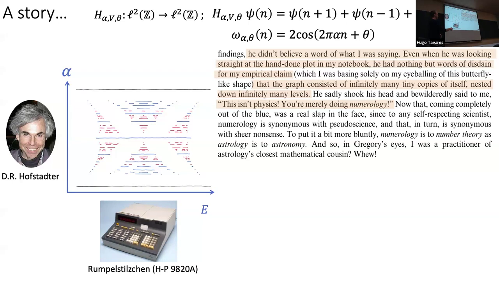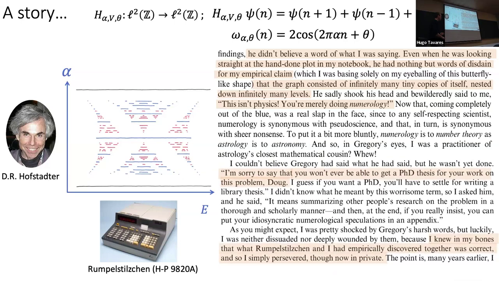But the supervisor told him, this isn't physics, you're merely doing numerology. And even, I'm sorry to say that you won't ever get a PhD thesis for your work on this problem. But fortunately, Douglas Hofstadter was quite persistent. And he knew in his bones that what Ramon Stilchen and I had empirically discovered together was correct, and he continued. Even when he went back to the United States, he continued computing spectra.